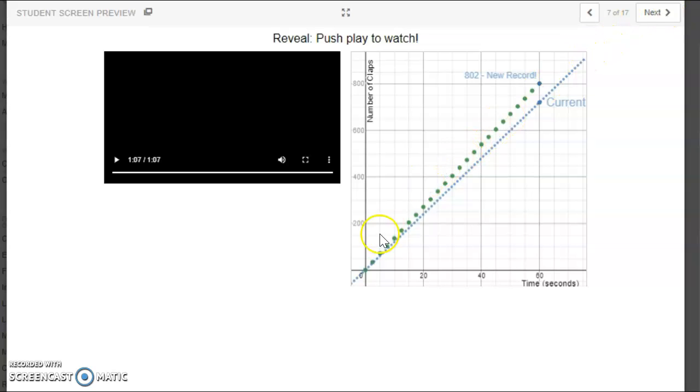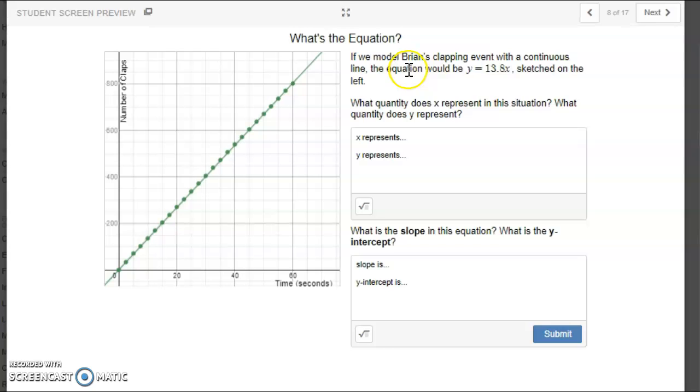So that's the graph of it. The green dot represents his graph. Okay, so if you model Brian's clapping event with a continuous line, the equation will be y is equal to 13.8x. Notice that there is no number being added. Why? Because the y-intercept is 0. He's starting at 0. Okay, so what quantity does x represent in the situation, and what quantity does y represent?